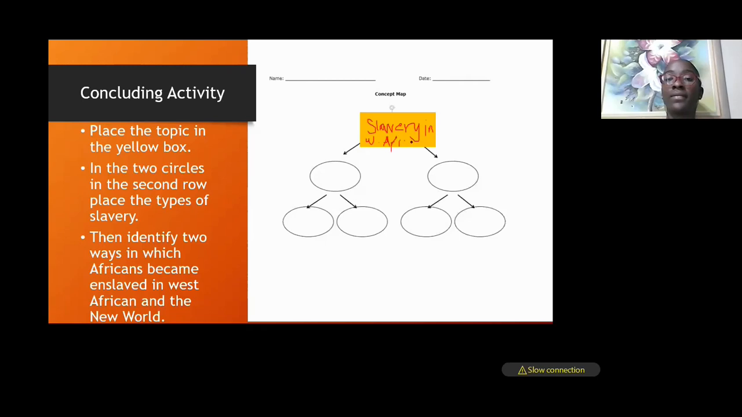Now, everybody knows what the topic is. So what I want you to do right now is, in this box where the light is pointing, the red dot, and right here in the next dot, this is our activity to compare. So in here, we're going to compare what? Two things: slavery in West Africa to slavery in the New World. And then we're going to put two ways in which that took place. I'm going to check the chat, and you're going to give me the information and I'll fill it out for you. You can do it as well in your notebooks to help you remember. A concept map is just visual. It helps you to visualize, so it would be easy to remember.